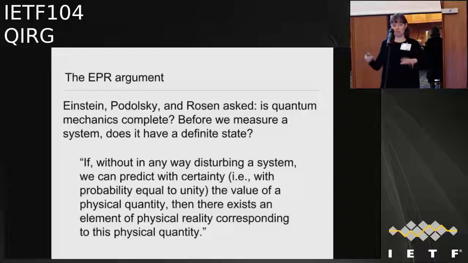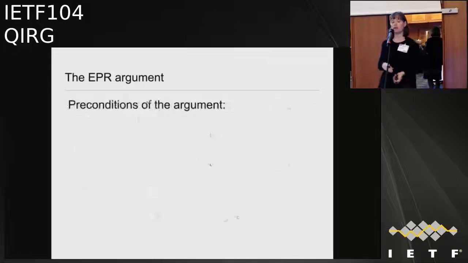Here's a quote from this paper: "If, without in any way disturbing a system, we can predict with certainty the value of a physical quantity, then there exists an element of physical reality corresponding to this physical quantity." As physicists, we talk about local realism, and this is what we mean by the realism part: that once we measure something, we're going to get this particular answer.